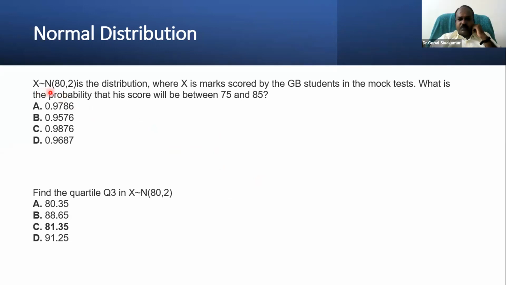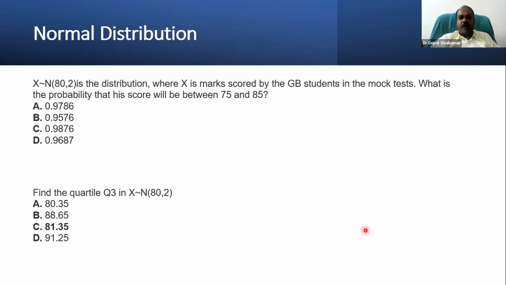A random variable is normally distributed with mean 80, standard deviation 2, where X represents the mark scored by the students in the mock test. What is the probability that the score will be between 75 and 85? You know the class average is 80, class standard deviation is 2. What is the probability that a student in the class can score between 75 and 85?